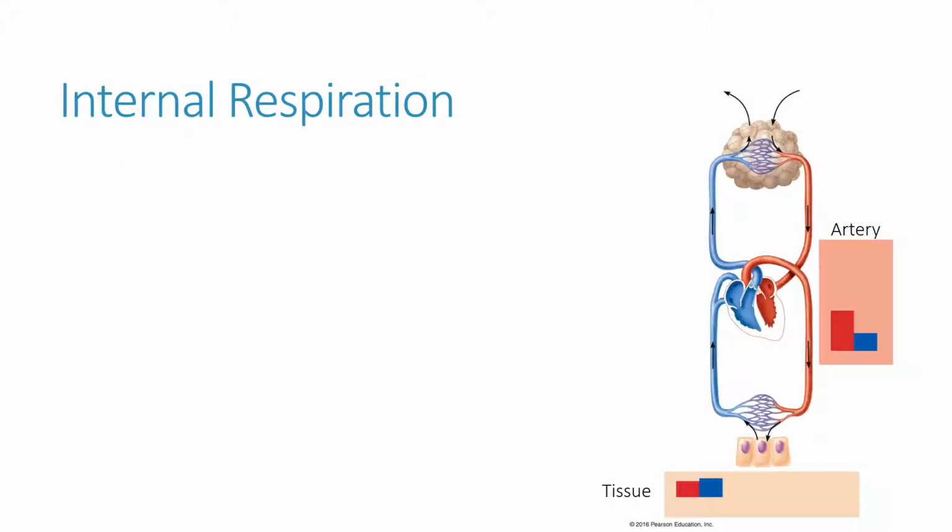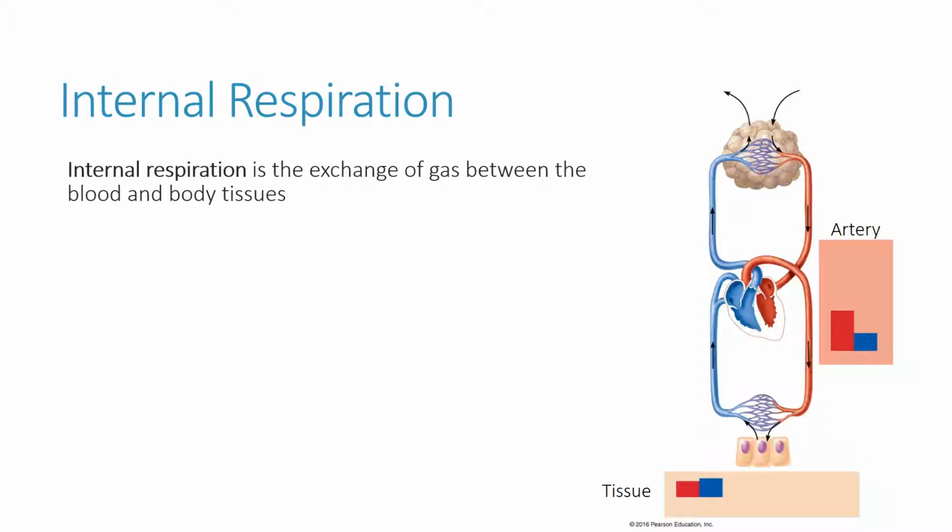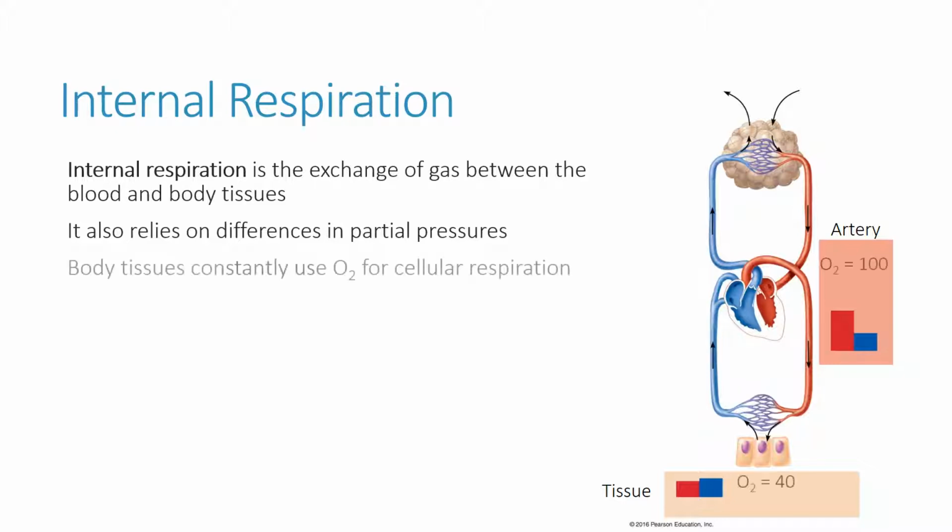Once we have that oxygen into the blood, we need to circulate it through the body and then get that into our body tissues. This is our internal respiration step. Internal respiration is the exchange of gas between the blood and our body tissues. It also relies on differences in partial pressures, just like external respiration did to get oxygen into our blood in the first place. Our body tissues are constantly using molecular oxygen to power cellular respiration.